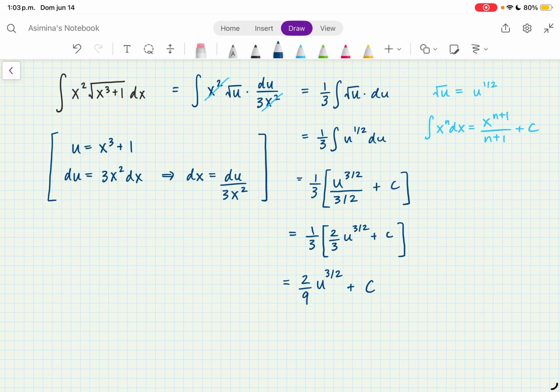Not quite. Why aren't we done? Well, we started with the integral of something that was in terms of x, and our answer is in terms of u. So we now have to substitute u back into this so that we have an answer in terms of x. So what is u? u is x cubed plus 1. So this is equal to 2/9 times x cubed plus 1 to the 3/2 plus c.